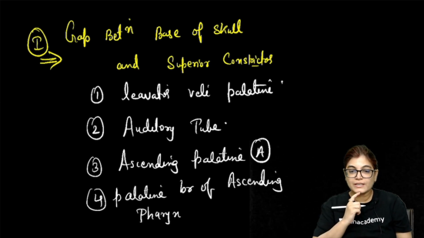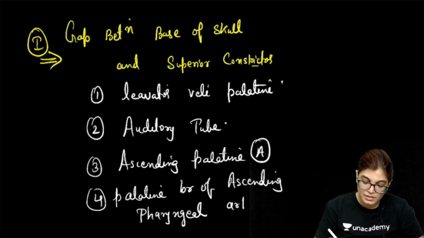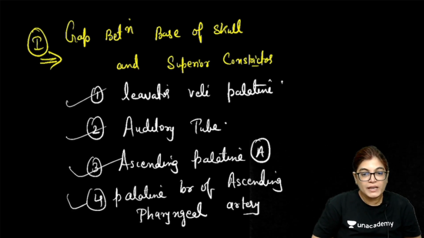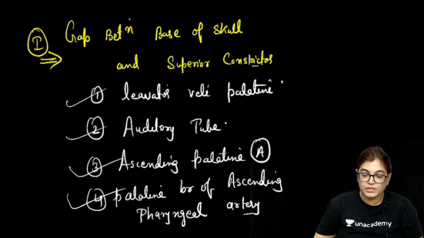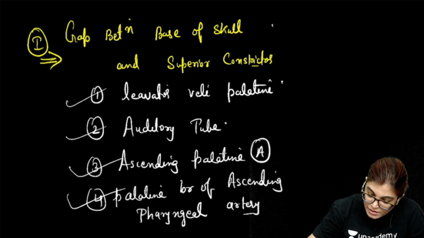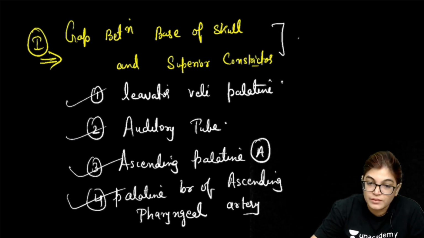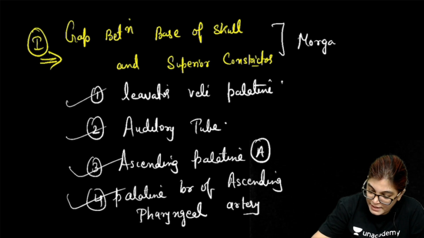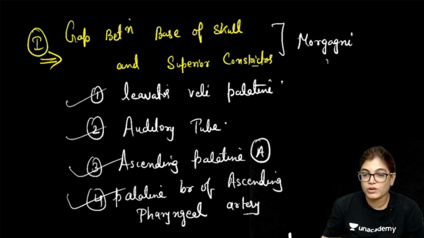So 4 structures, as you can see, are passing through the gap between the base of the skull and the superior constrictor muscle. This gap is given a name: it is called the Morgagni gap, or sinus of Morgagni.